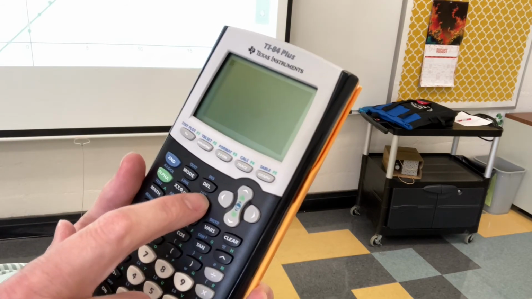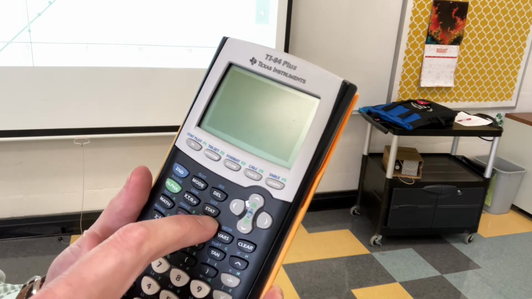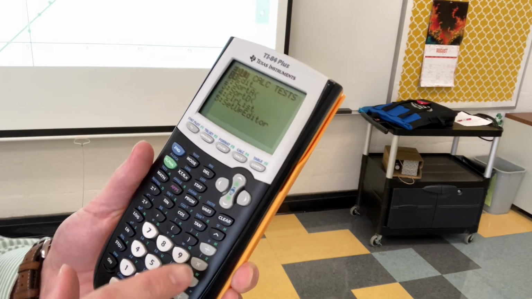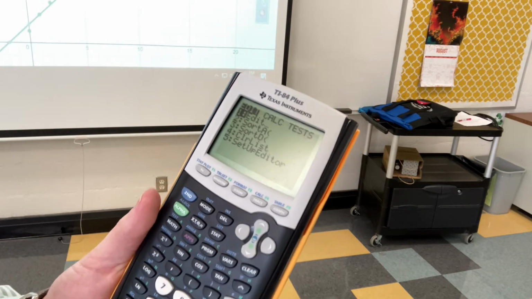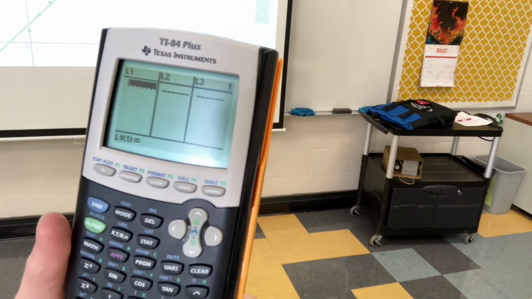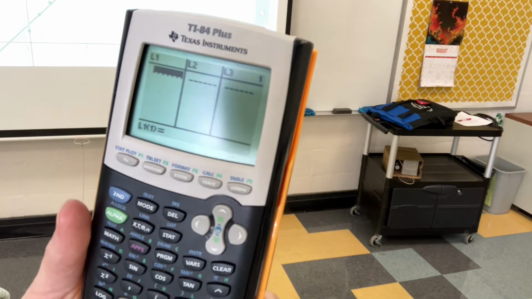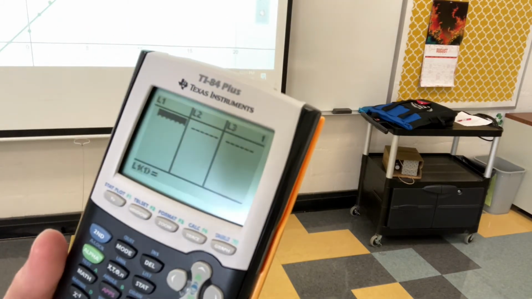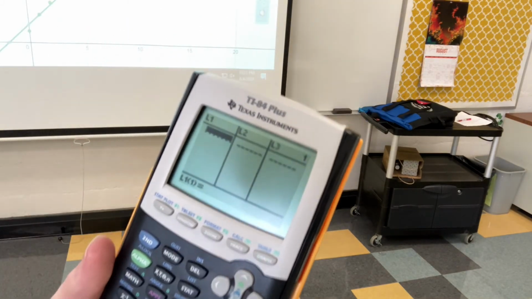Turn stat diagnostics on just by hitting enter there, and then second mode to quit out to the home screen, and then go to stat, which is right here next to the arrows, and then edit is the first option there. L1 and L2, that's like your X1 and Y1 in Desmos. So you'll type in your X values here and your Y values there.